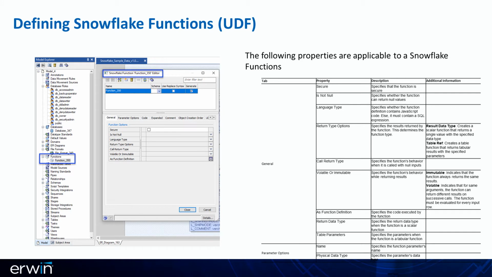Defining Snowflake user-defined functions. UDFs let you extend the system to perform operations that are not available through the built-in system-defined functions provided by Snowflake. Erwin DM currently supports both types of UDFs, SQL and JavaScript. A SQL UDF evaluates an arbitrary SQL expression and returns either scalar or tabular results. A JavaScript UDF lets you use the JavaScript programming language to manipulate data and return either scalar or tabular results. And here you can see an example of Erwin DM support for Snowflake's UDFs.